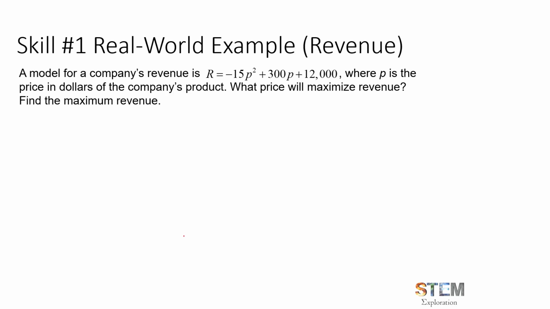So the first example that I want to talk about here is a model for a company's revenue being represented by this quadratic function. Now, whenever we're looking at a function like this, granted this is being simulated by some context here, the a value of this quadratic function is less than 0. So it tells us that the parabola is downward facing.